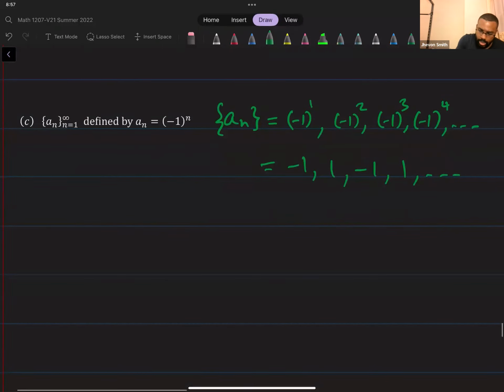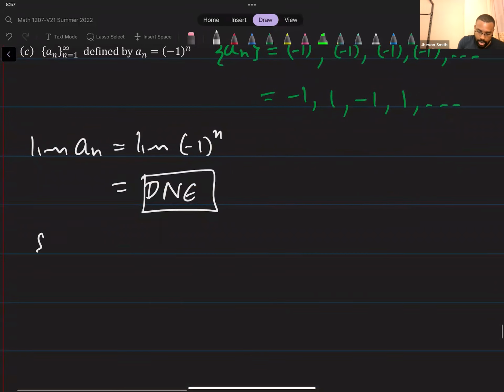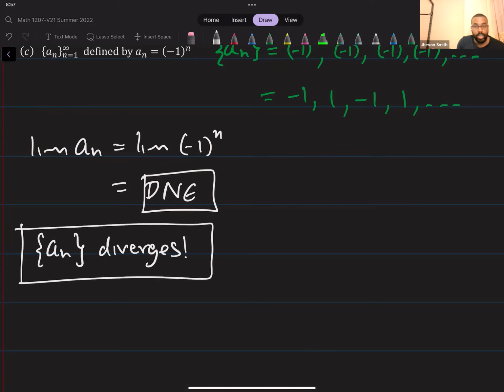Now, if you were to take the limit of this guy, this is the limit of (-1)^n. Now that limit does not exist. And so we can say a_n diverges. Now you can't say diverges to infinity because it doesn't go off to infinity.